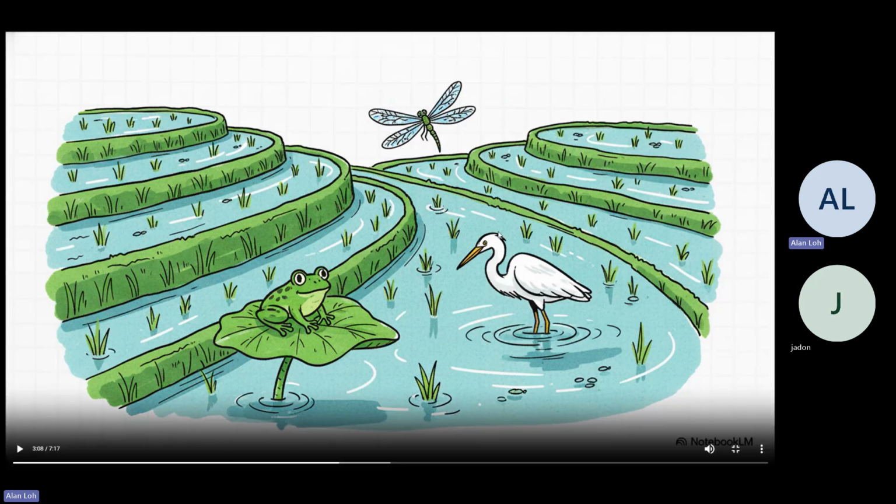Okay, this is drawer number 2, the paddy field, the Malaysia paddy field, the man-made paddy field.